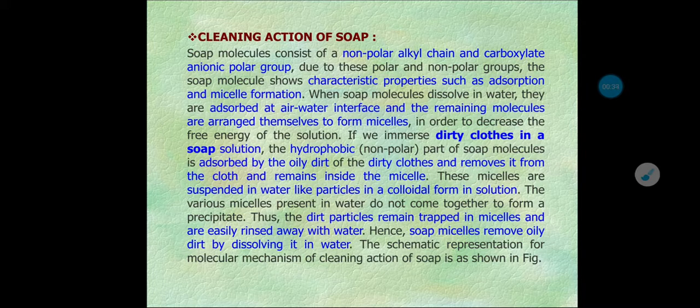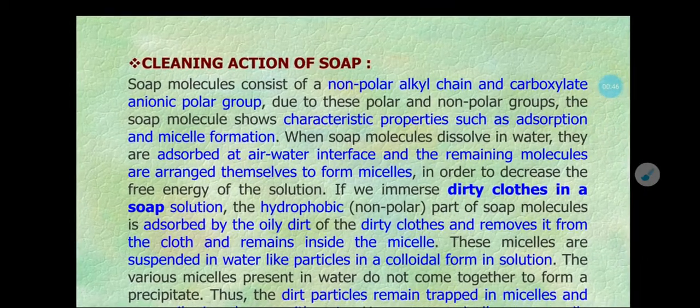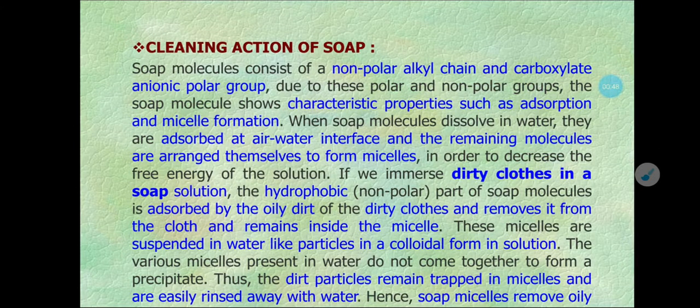Now, the next topic will be the cleaning action of soap. So that is most important. So how the soap molecule participates in the cleaning action at a molecular level.